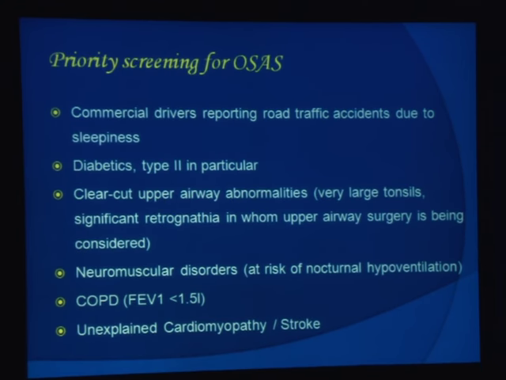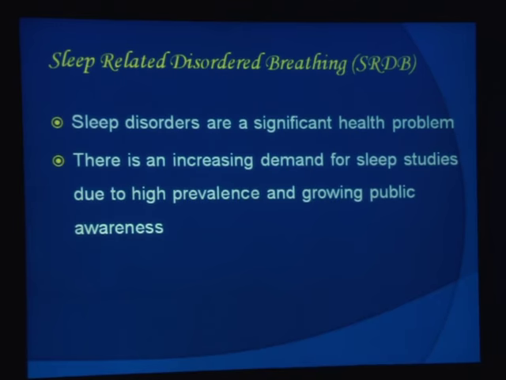Priority screening for OSAS comes with commercial drivers reporting road traffic accidents, type 2 diabetes in particular, clear-cut upper airway abnormalities like static obstructions such as very large tonsils or significant retrognathia, and neuromuscular disorders which may cause a dynamic obstruction and put the patient at risk of nocturnal hypoventilation, and patients with COPD and unexplained cardiomyopathy. These patients should go for screening for OSA.